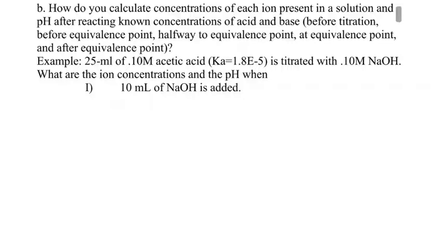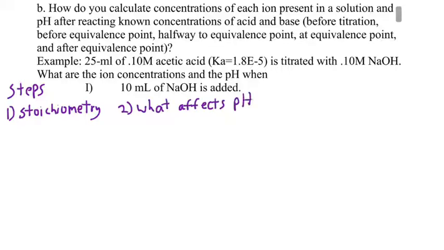So the steps to doing these problems, titration with a weak acid or weak base: First, do the stoichiometry, figure out what's left in the solution after the reaction, then figure out of the stuff that's left what affects pH the most, and finally solve for your pH.